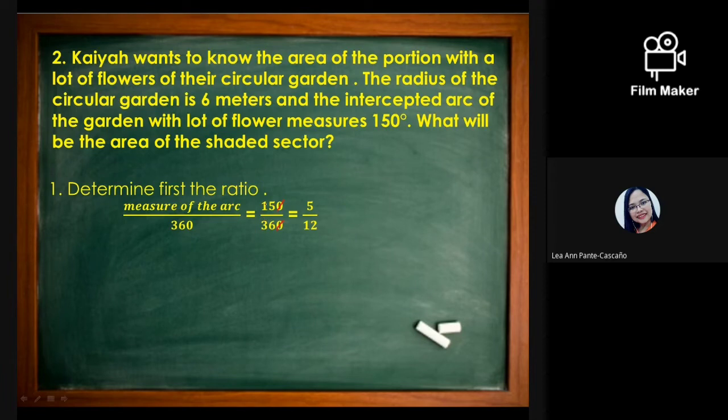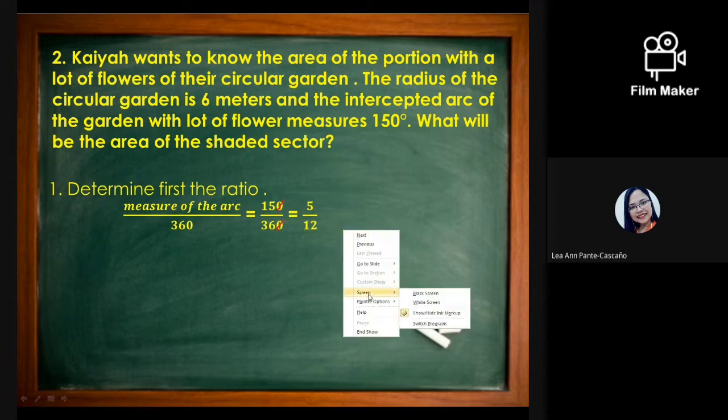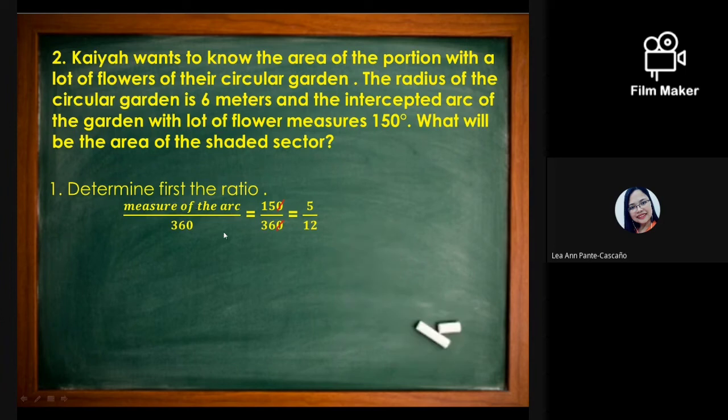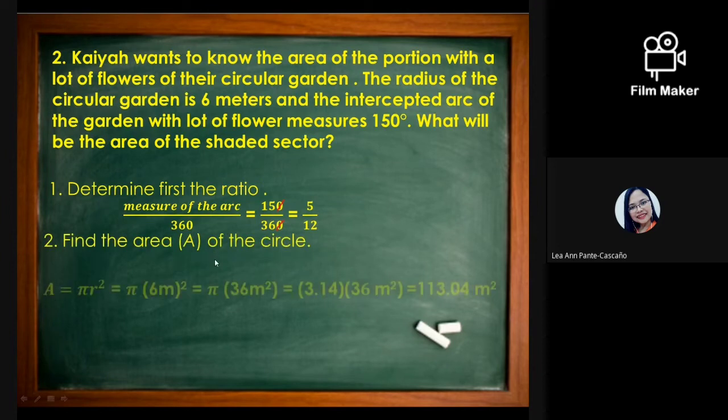Yung number, isip ka ngayon ng number na pwedeng i-divide both your numerator and the denominator. 15 over 36, ang pwede siyang i-divide sa 3. So, 15 divided by 3 is 5. 36 divided by 3 is 12. So, the ratio now of the given arc to the degree measure of a circle is 5 over 12. Next step, find the area of the circle.